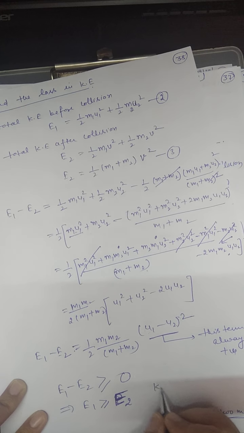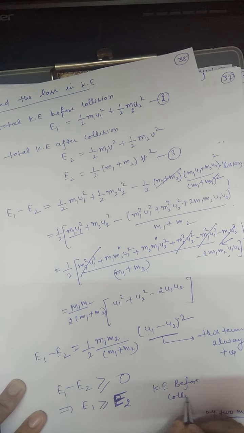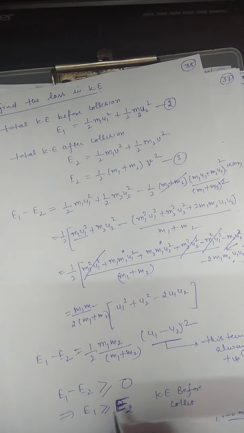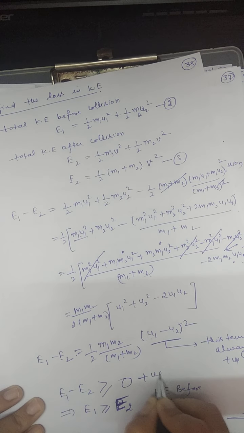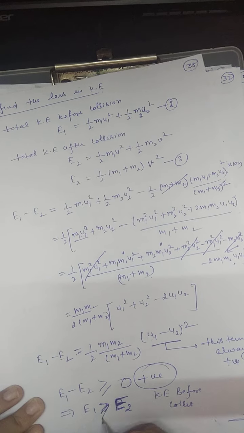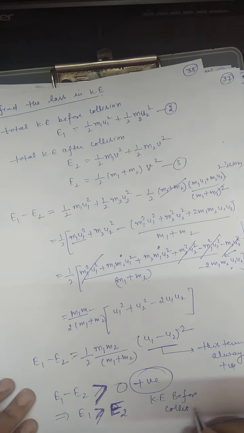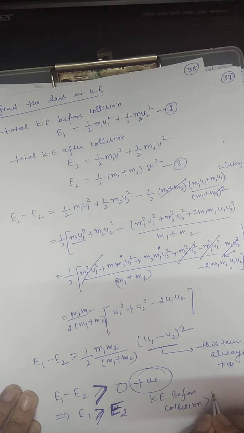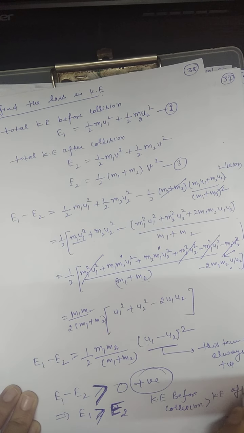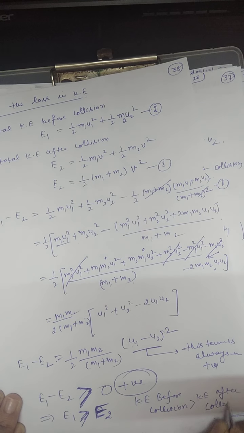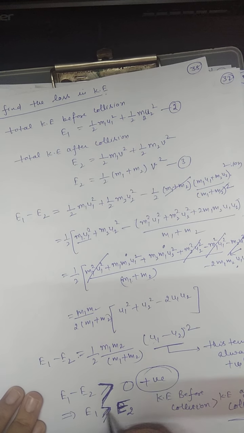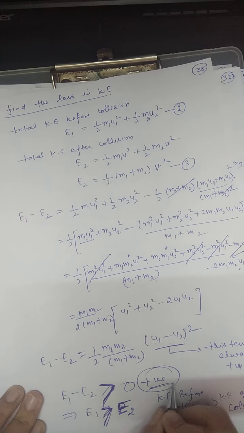This means kinetic energy before collision, or you can say this is kinetic energy which is always positive. If its velocity is there, don't put equal to here, it is always positive. E1 is greater than E2, don't make it 0, it is always positive, right? So kinetic energy before collision is greater than kinetic energy after collision, right student? You can write it as greater than 0, means it is always positive.